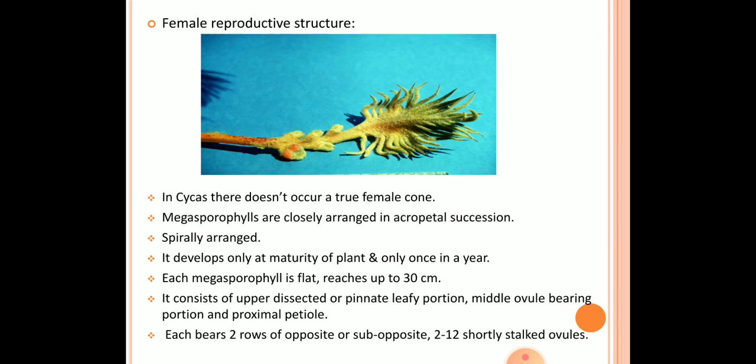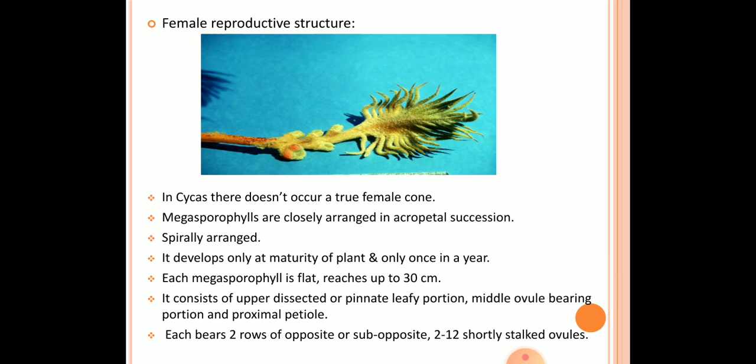Next, going to the female reproductive structure, that is produced on a separate plant, called the female plant. Usually in cycas the true female cone does not occur. That's why they are called megasporophylls. Mega means larger size, sporophyll, they produce a larger size structure. The female reproductive structure is generally referred to as the megasporophyll, and they are closely arranged in acropetal succession. They are spirally arranged. It develops only at the maturity of the plant and only once in a year.